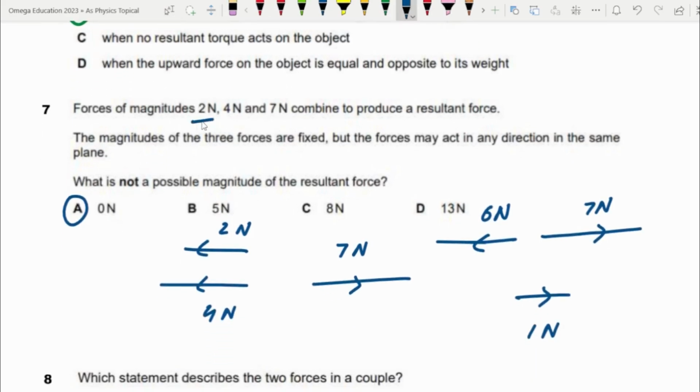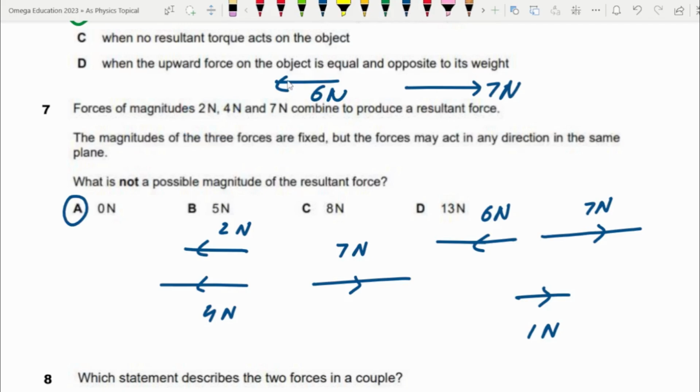You're given 3 forces, and they ask the question, what is not a possible magnitude of the resultant force? Now think about it. What is the maximum force that you can get from these 3 forces? Well, in that case, all of the forces have to be in the same direction, so you can add them, and the maximum that you can get would be 13 Newton. Now what is the minimum force that you can get from these vectors? Well, the minimum that you can get is, if let's say the 7 Newton force is on this side and the 6 Newton force, you add these two, but on the opposite side, then you subtract these two, you'll be getting a minimum of 1 Newton.